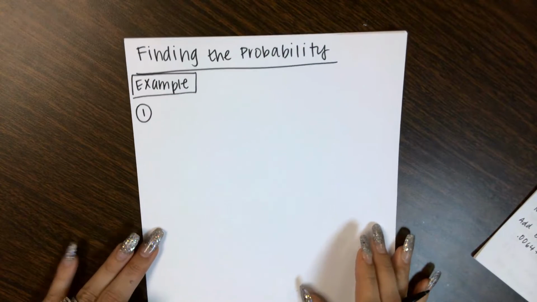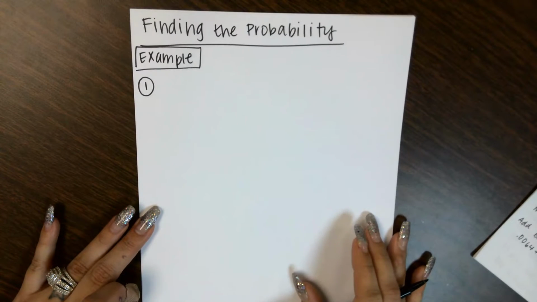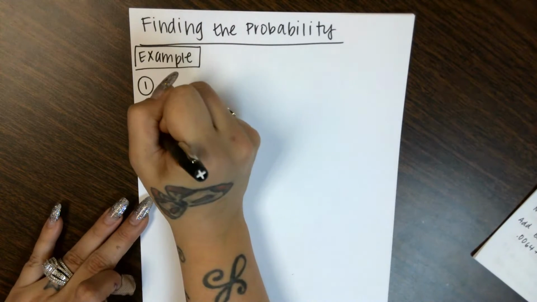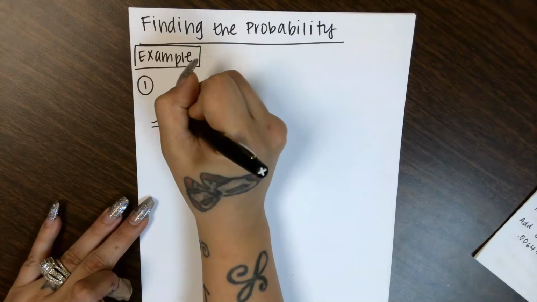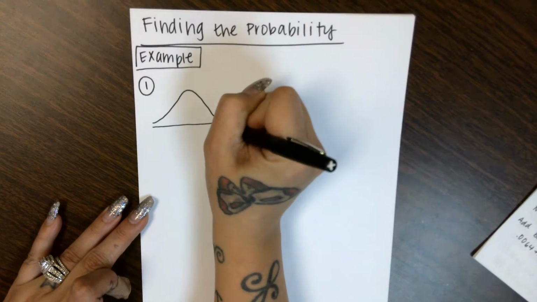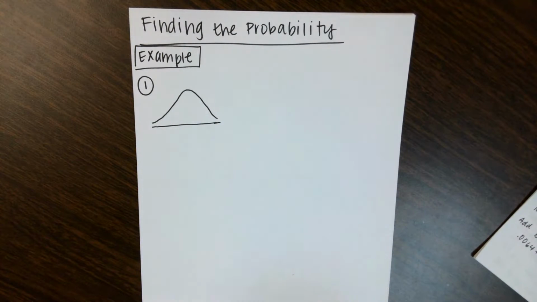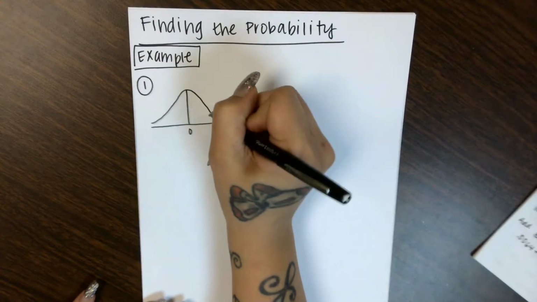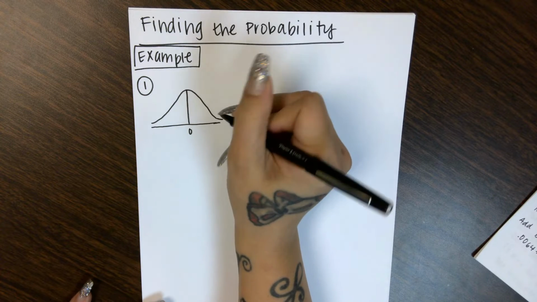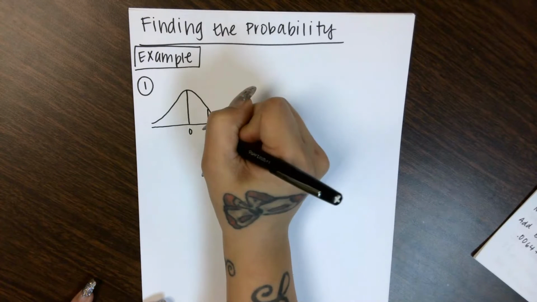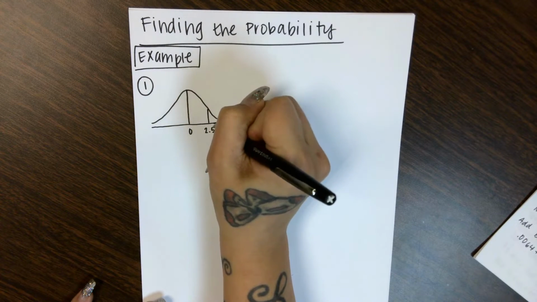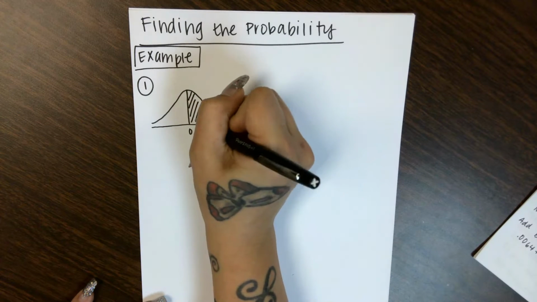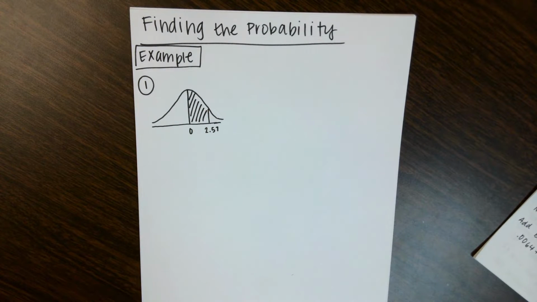Okay. So the first example, go ahead and just draw yourself a little curve, because this is all they give you. They tell you to find the probability, but this is what they give you. So you see a curve, and it's shaded between 0 and 2.57.